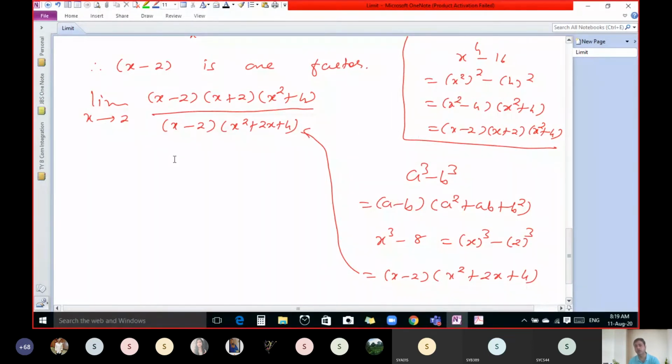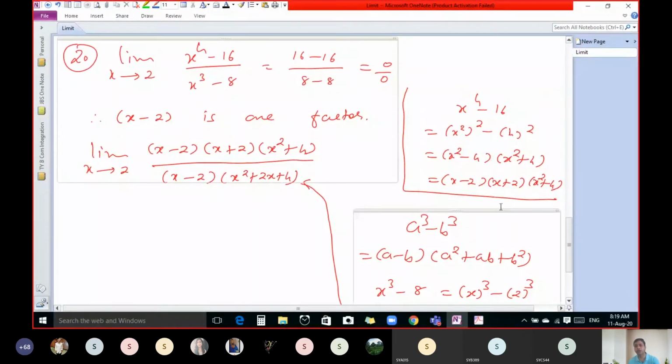Let us complete this example, then I will solve the same question by a different way, in which even if you don't know factorization, you are able to get the answer. But this is the best way. If we know the factorization, we get a very quick answer. So x minus 2, if we cancel, now put x equal to 2. So 2 plus 2, we get 4 here. Here, 2 square, 4. 4 plus 4, we get 8.